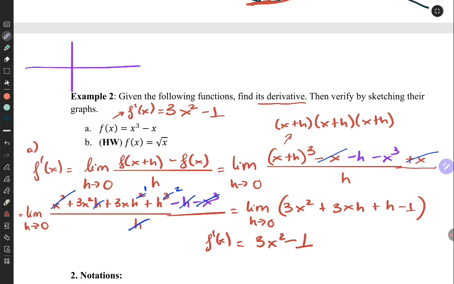X cubed minus x. Very easy to recognize, right? That's basically x cubed minus x. And negative 1 and 1 will be where you have the flat tangent line, or the derivative is 0, right here, this point and down here.